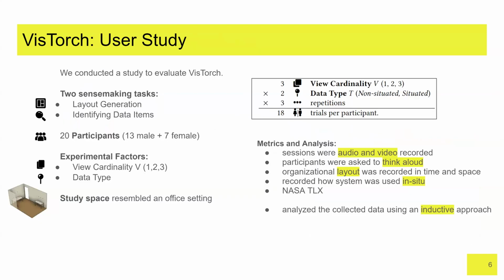We conducted an experiment to evaluate the user experience of VisTorch. The purpose of our study was to determine if the affordance of placing visualizations in physical space helps create deictic metaphors that enhance embodied and distributed cognition. Participants were given a list of visualizations that could be viewed with VisTorch. Our experiment involved two sense-making tasks: layout generation, that is placing and arranging visualizations in physical space for an initial exploration, and identifying data items for the created layout.